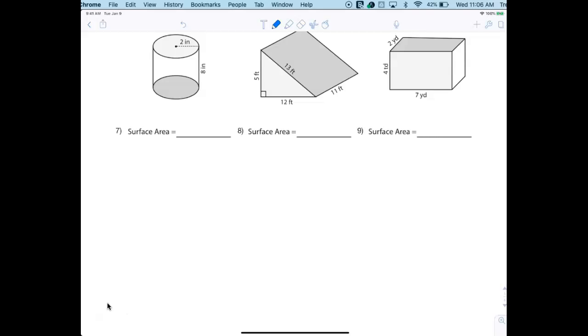Surface area. Again, we're going to start out with the same formula. 2B plus pH. Surface area equals 2. How do I find the area of the base? Pi r squared. What's the perimeter? Pi d. You guys are awesome. All right. So here we go. Fill it in. Then use your calculator.